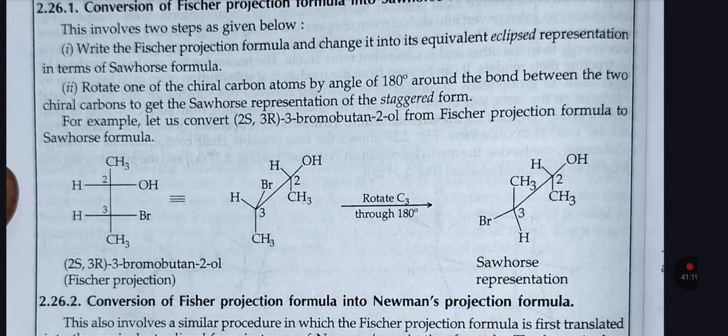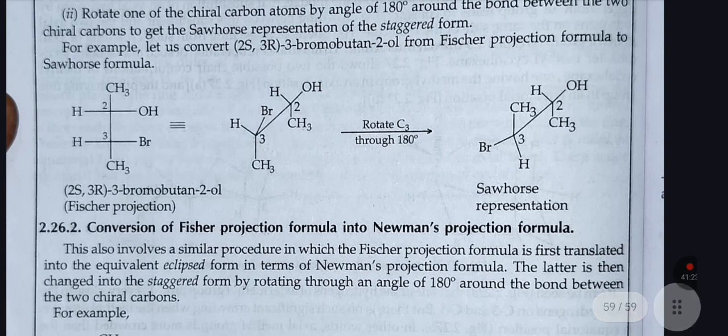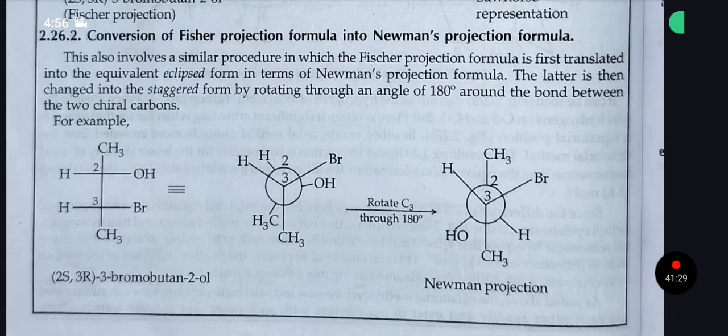Conversion of Fischer projection formula into Newman projection formula. This also involves a similar procedure in which the Fischer projection formula is first translated into the equivalent eclipsed form in terms of the Newman projection formula. The latter is then changed into the staggered form by rotating through an angle of 180 degrees around the bond between the two chiral carbons.